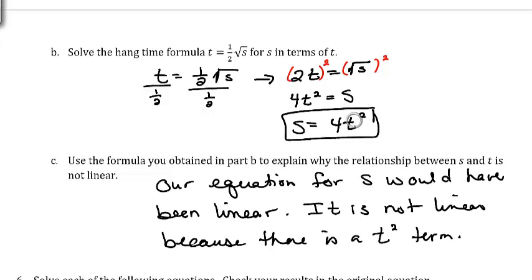So linear would mean that you could only have a t and not any other powers of t.